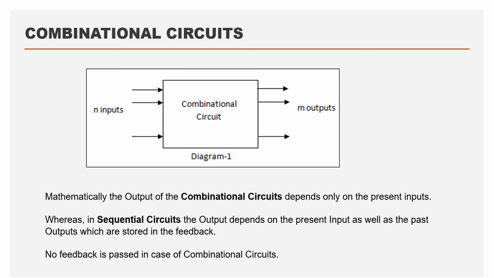the output depends on the present input as well as on the past outputs. These past outputs are stored in the feedback. Since in combinational circuits there is no need to store the past outputs, there is no feedback present in combinational circuits. As I mentioned in the last line, no feedback is passed in case of combinational circuits.